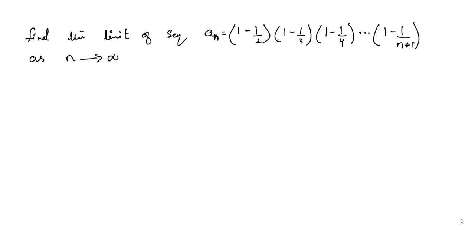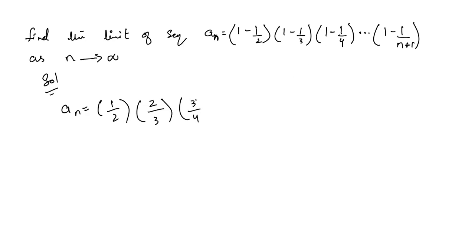So let's get started. Here you can see the sequence is written, so I'm just solving it. We can write a_n equals, by simplifying this bracket, 1 minus 1 over 2 as 1 over 2, right? And 1 minus 1 over 3 can be written as 2 over 3. 1 minus 1 over 4, what will this one be? 4 minus 1 will be 3, so 3 over 4, you guessed it right.